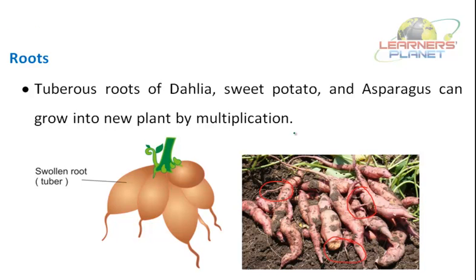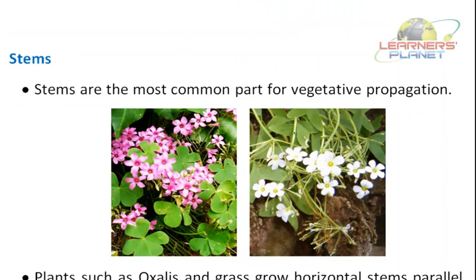The other natural method of vegetative reproduction is that of stems. Students, stems are the most common part for vegetative reproduction. Here you can see the beautiful picture of oxalis.